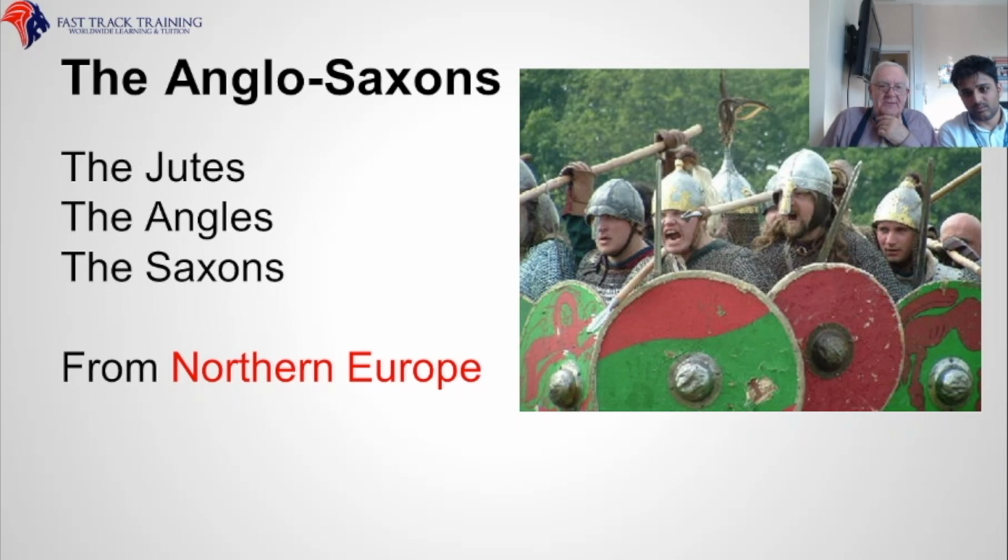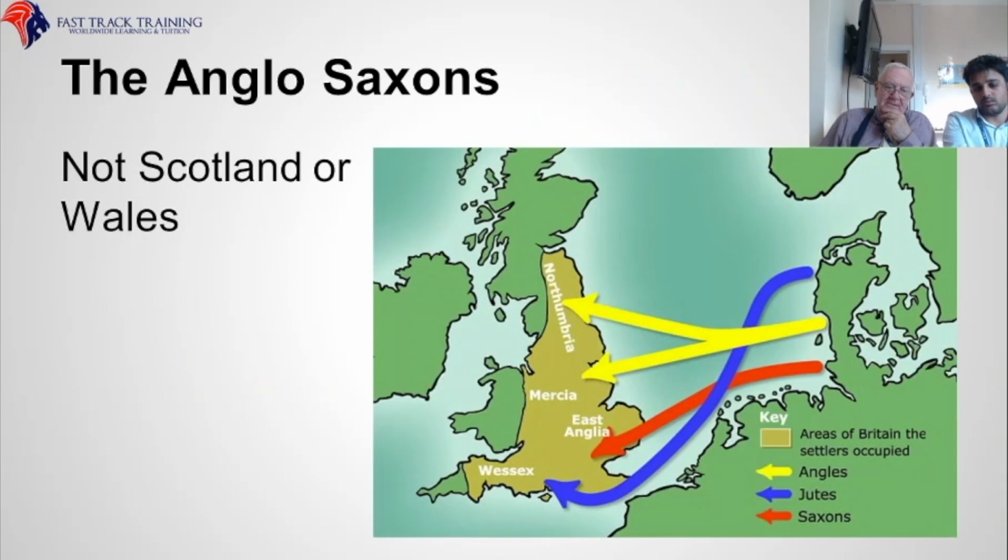The Anglo-Saxons came after the Romans, and they were made up of the Jutes, the Angles, and the Saxons. Some of these people originated from Denmark. They had come as Viking invaders and they'd settled here. But they were from Northern Europe, the Anglo-Saxons. They come from Northern Europe. That's the question in the exam.